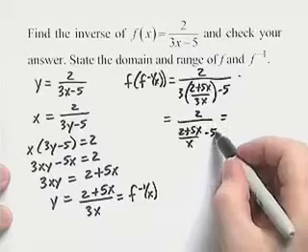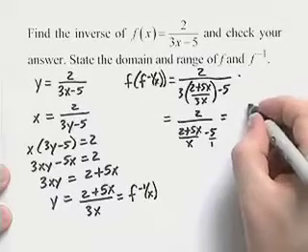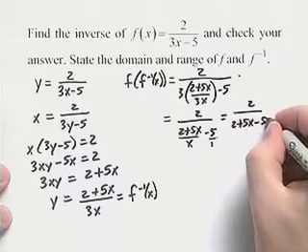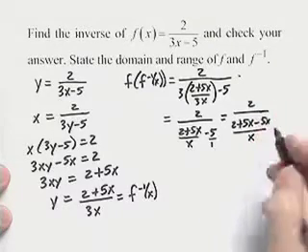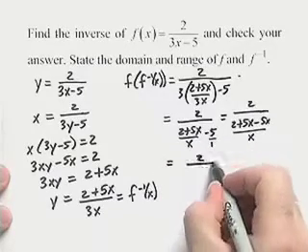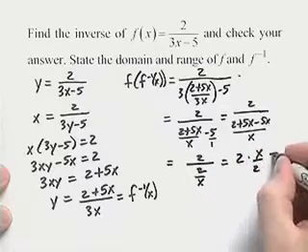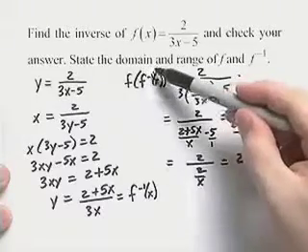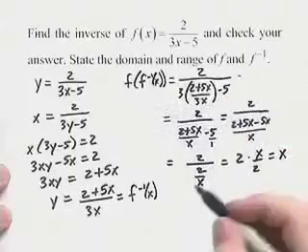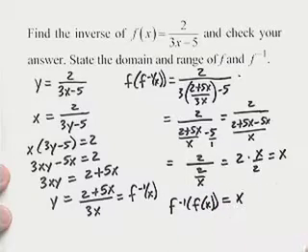The 3s will cancel, so we'll have 2 divided by 2 plus 5x over x minus 5. If we get a common denominator, think of this as 5 over 1, we need to multiply the top and bottom here by x. So we'll have 2 divided by 2 plus 5x minus 5x over x. The 5x's are going to cancel. That's going to leave us with 2 divided by 2 over x, which is 2 times x over 2, which is equal to x. So we've shown that f of f inverse is equal to x. To finish verification, we would also need to show that f inverse of f of x is also equal to x.